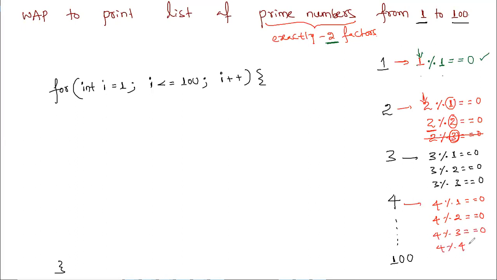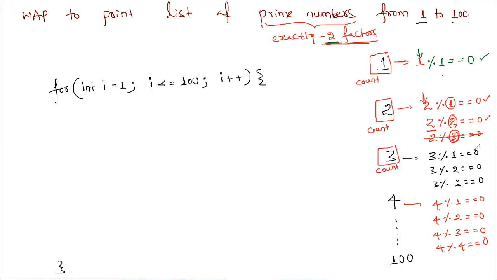So in this process of checking, what we have to do? We have to count the number of factors. So for every number, to decide if it's a prime number or not, we have to count its factors. And even for the next number also, we have to count the corresponding number of factors. It means whenever we are dividing 2 with 1 and 2 with 2, how many times is the remainder 0 or not? That's what we have to count. Similarly for 3 as well, we have to find the count.